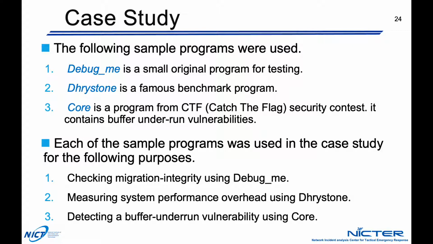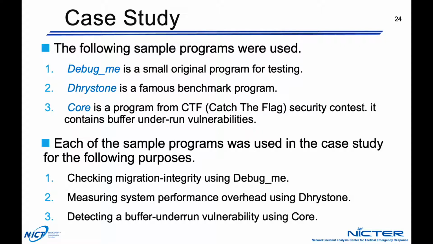This slide describes a case study using the implemented NEMIANA. Here are 3 programs used for this case study. One is DebugMe, a small original program for testing, and Dhrystone is a famous benchmark program. The last one is Core, a program from a CTF security contest. Core contained buffer underrun vulnerabilities.